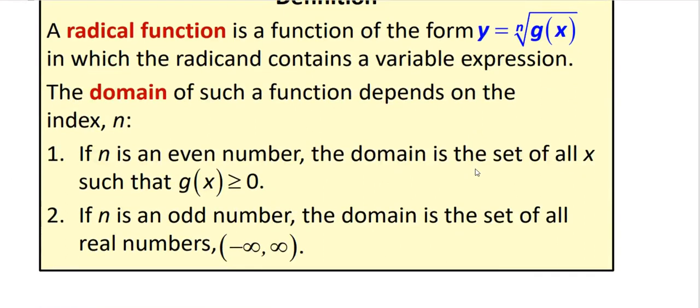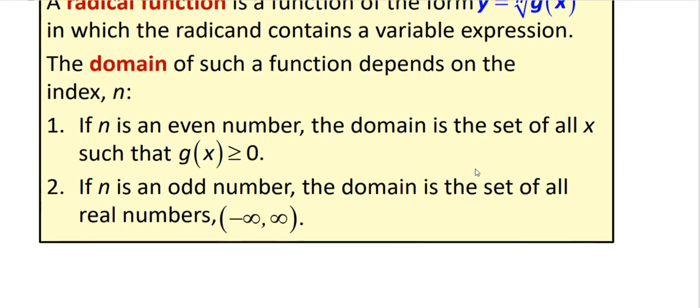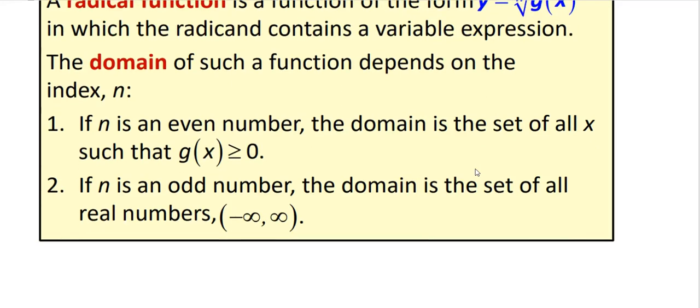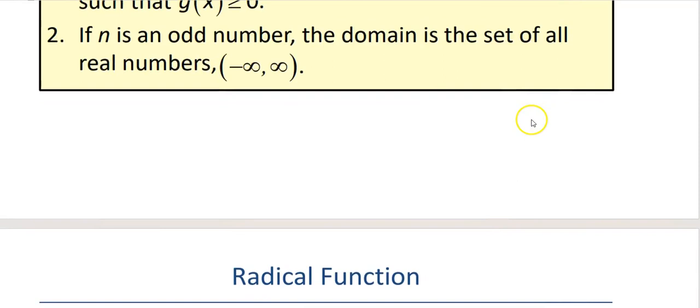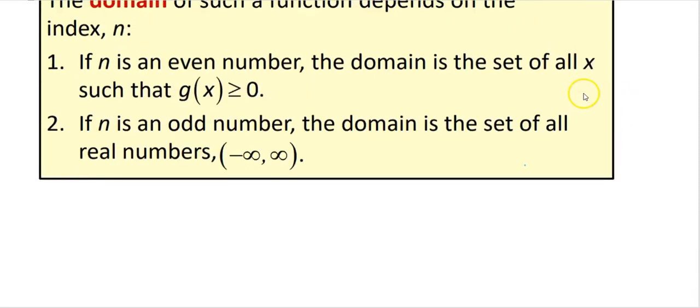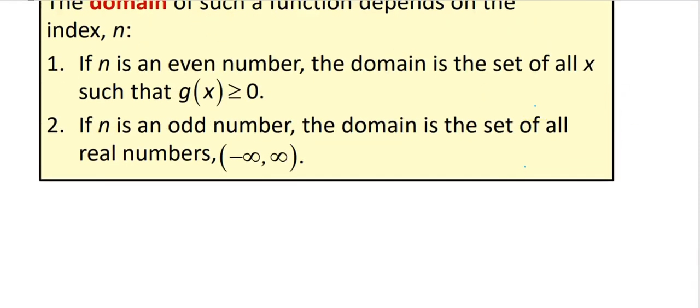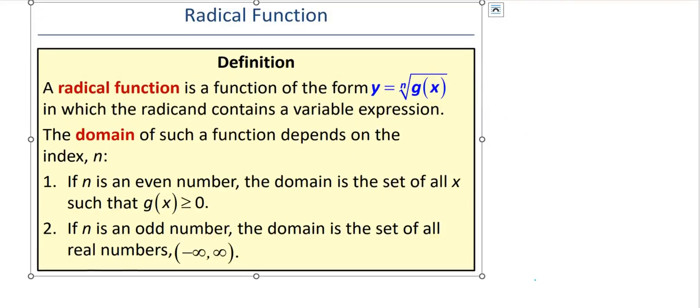A radical function is a function in the form y equals the nth root of g of x in which the radicand contains a variable expression. The domain of such a function depends on the index n. If n is an even integer, the domain is the set of x such that g of x is greater than or equal to 0. Let's make that a little bit simpler so you can understand.